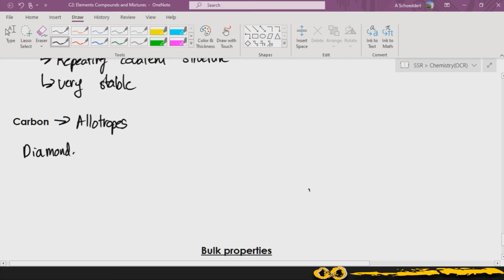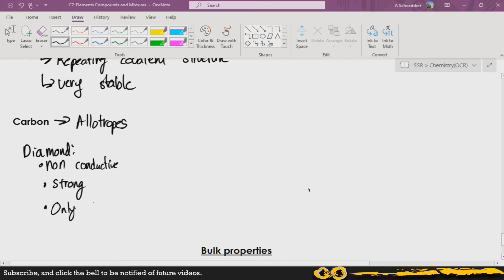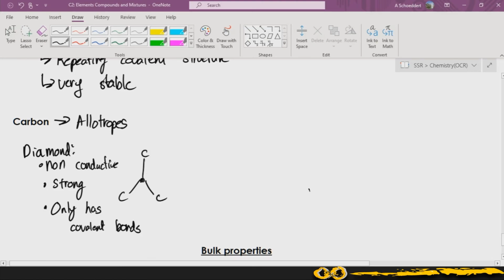You need to know that diamond is non-conductive and that it is very strong, which you probably already knew. The reason for this is that it only has covalent bonds. Each carbon atom is bonded to 4 more carbon atoms in order to form a structure, and then other structures similar to this are bonded to the first structure in order to form a giant compound.